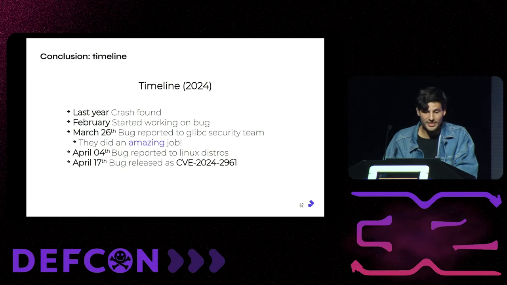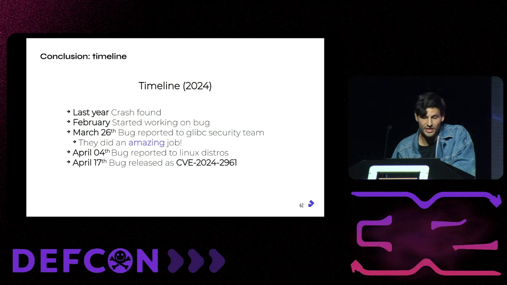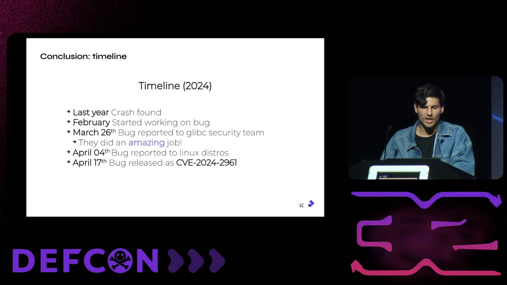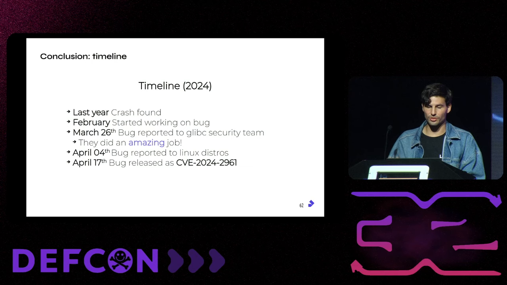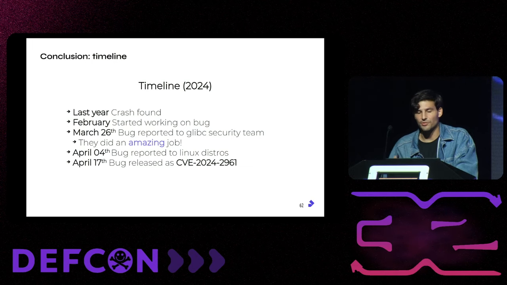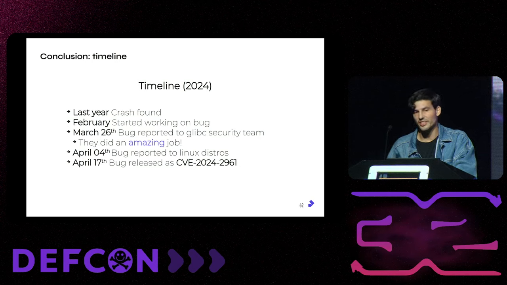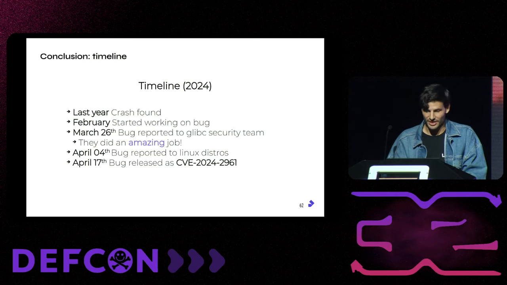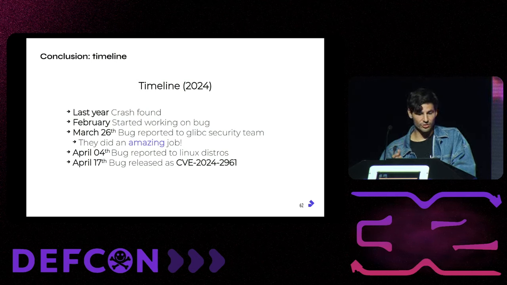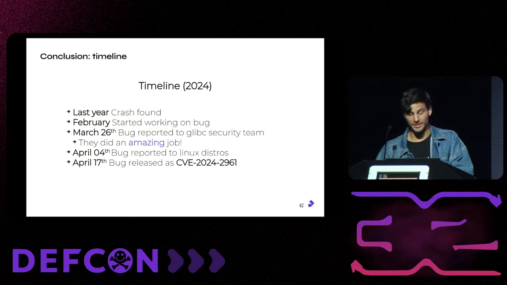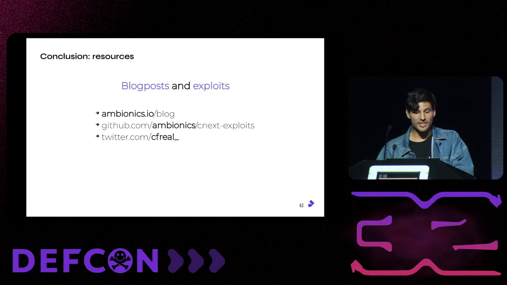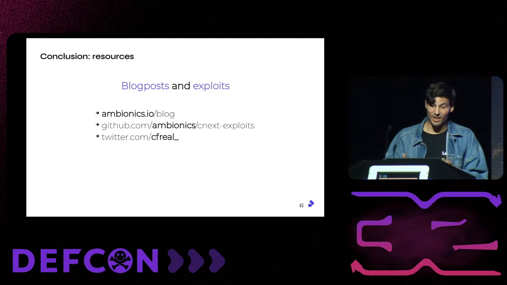The timeline was fast. I found the bug last year, and I started exploiting it in February. And after a month and a half, I could report it to the glibc security team. And they were really amazing. They were really fast. After a week, I got a patch, and they were really nice. And they knew what they were doing, which is not always the case, to say the least. And so the bug got patched in a week, and 2 weeks after the embargo, it was released as CVE-2024-2961.